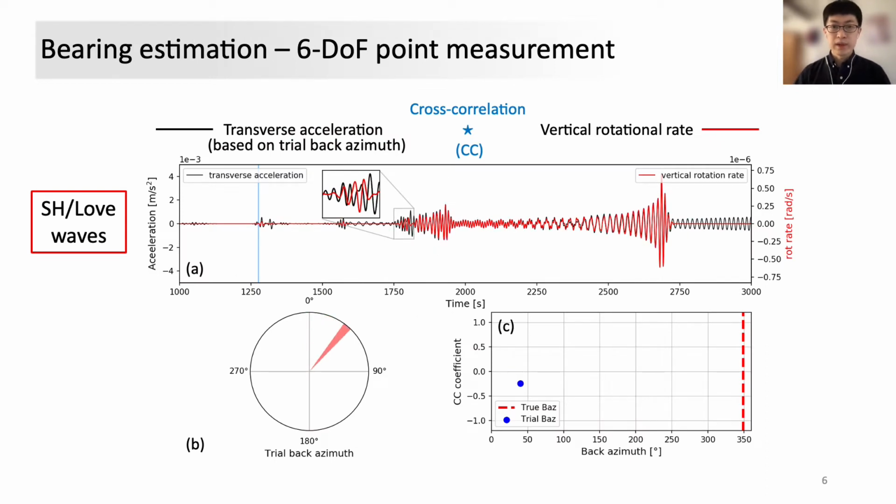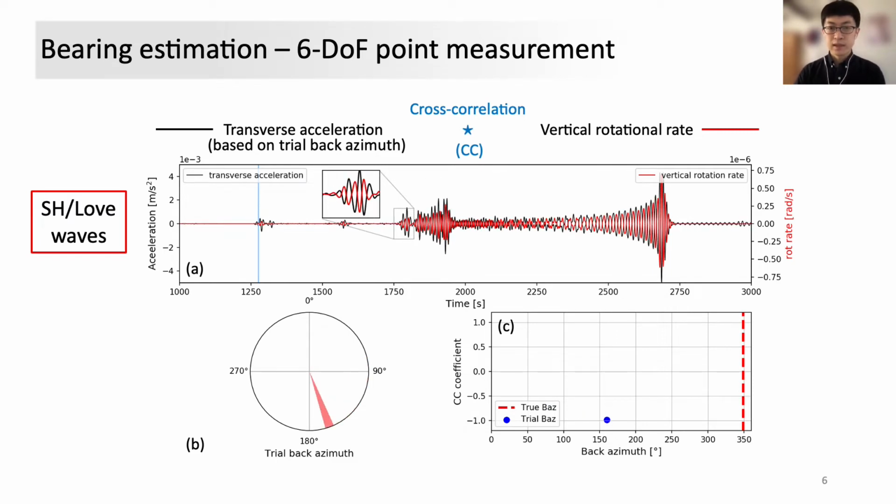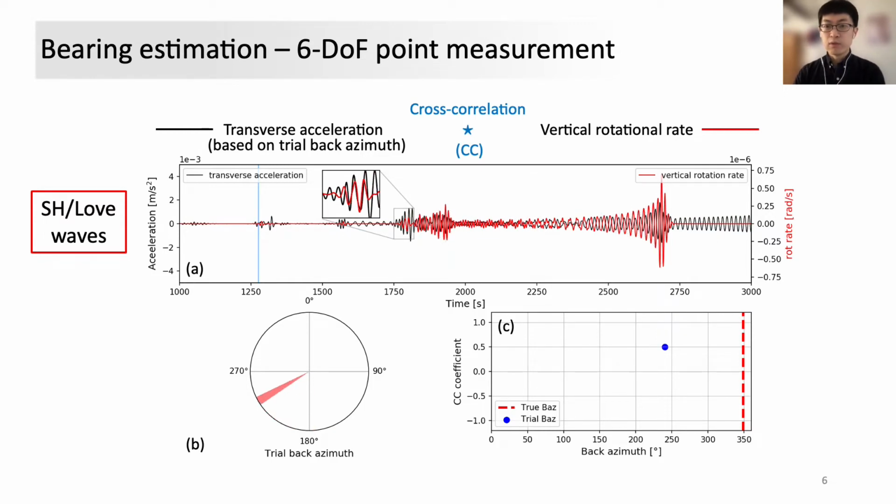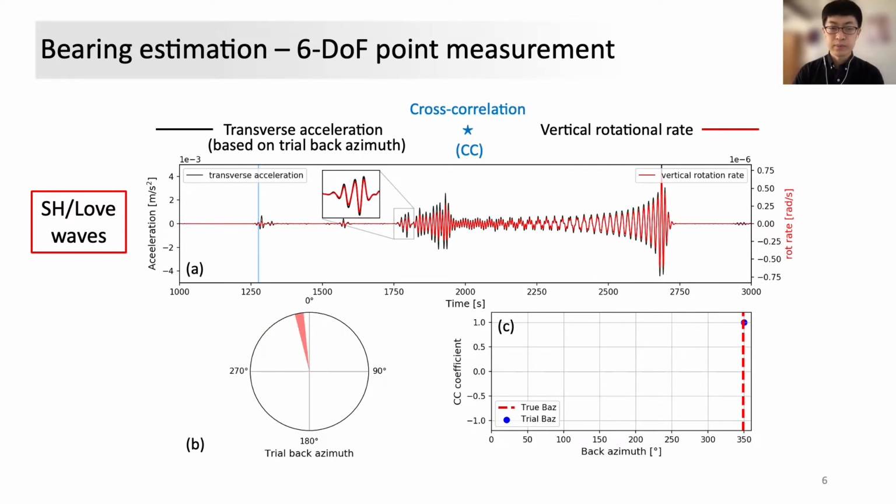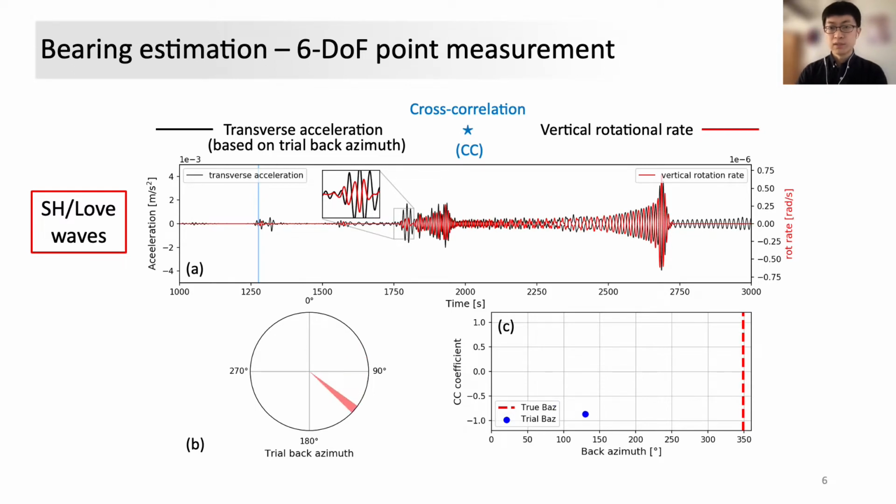Such wavefield separation of the 6 degree of freedom point measurement will directly benefit the source bearing estimation. Let's take the SH or Love wave as an example. In Figure A, we present a synthetic teleseismic event where the zoom-in plot selects a small portion of the Love waves. The red curve represents the vertical component of rotational rate, and the changing black curve represents the transverse acceleration rotated according to a series of trial back-azimuths, as shown in Figure B.